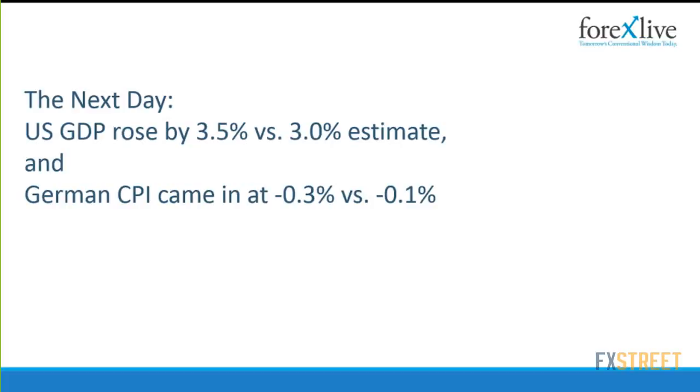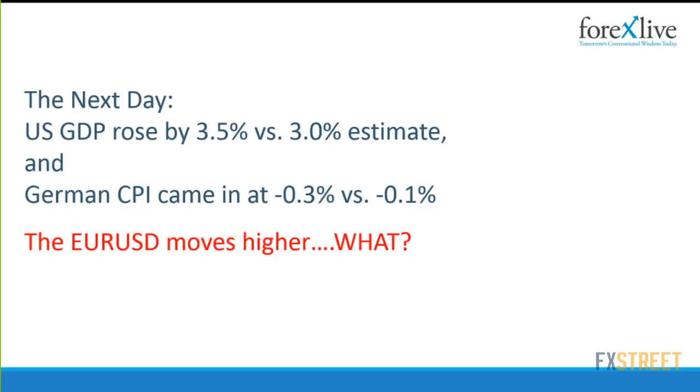So, boy, this is a story that I'm going to write down. If US growth is going higher and German CPI is going lower, what does that imply for the euro versus the US dollar? Well, of course, it implies that the euro should go down, because its CPI is less. That's bad for the currency. And US growth is stronger. But what happened on the day? The euro moved higher.